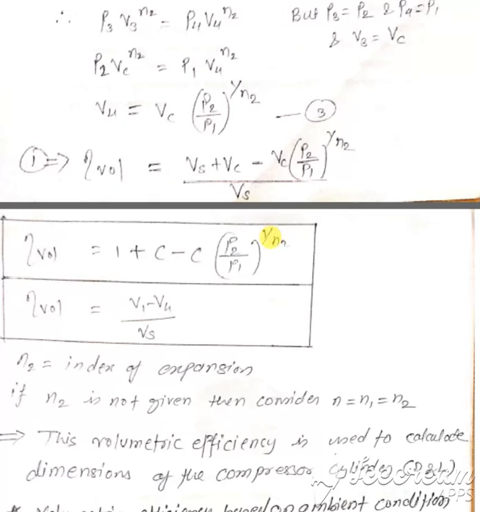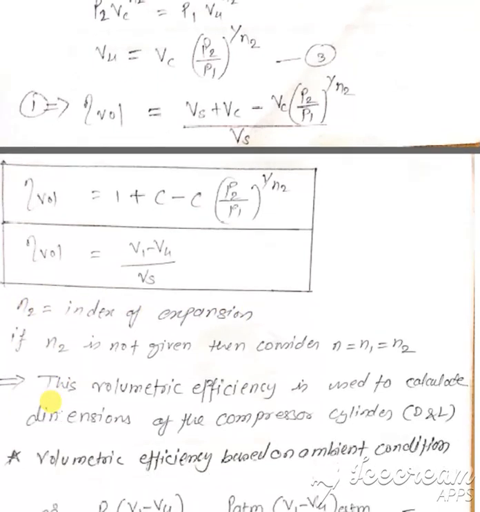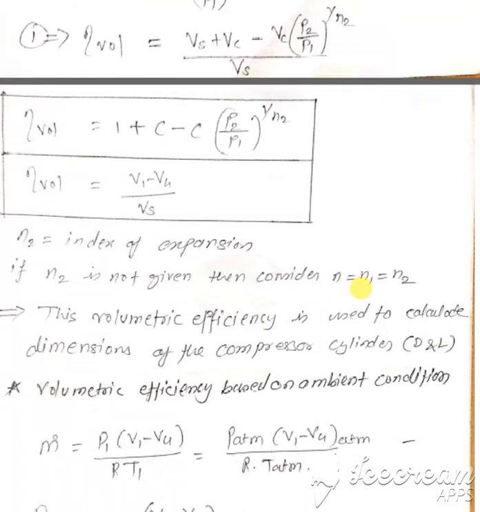Now, n2 is the index of expansion. In most cases, the index of compression is the same as the index of expansion. Therefore, we will consider n1 is equal to n2 is equal to n. Therefore, this equation will be eta vol is equal to 1 plus C minus C, P2 by P1 raised to power 1 upon n. And the general equation of volumetric efficiency is eta vol is equal to V1 minus V4 upon Vs. If n2 is not given, consider n is equal to n1 is equal to n2.